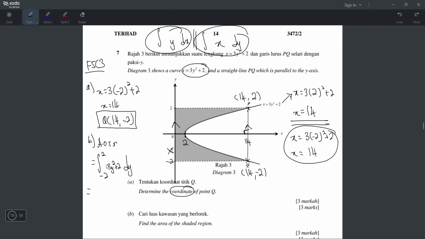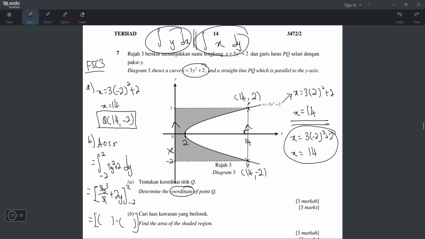Okay, so let's do it the simple way. Integrate 3y squared, we get 3y to the power 3 over 3, because when you integrate, the power is increased by 1, and then you divide by the new power. Integrate 2 is 2y. If it's dx, you write 2x. If it's dy, you write 2y. And then the limits are 2 and negative 2. Now the 3 can be cancelled. And now we have to substitute 2 in, write it in this bracket, and then substitute negative 2, write it in this bracket.